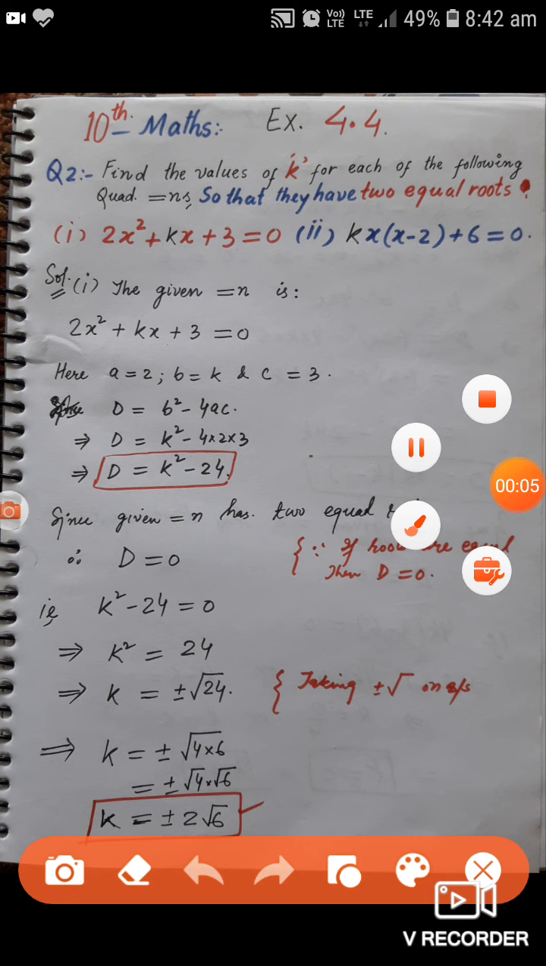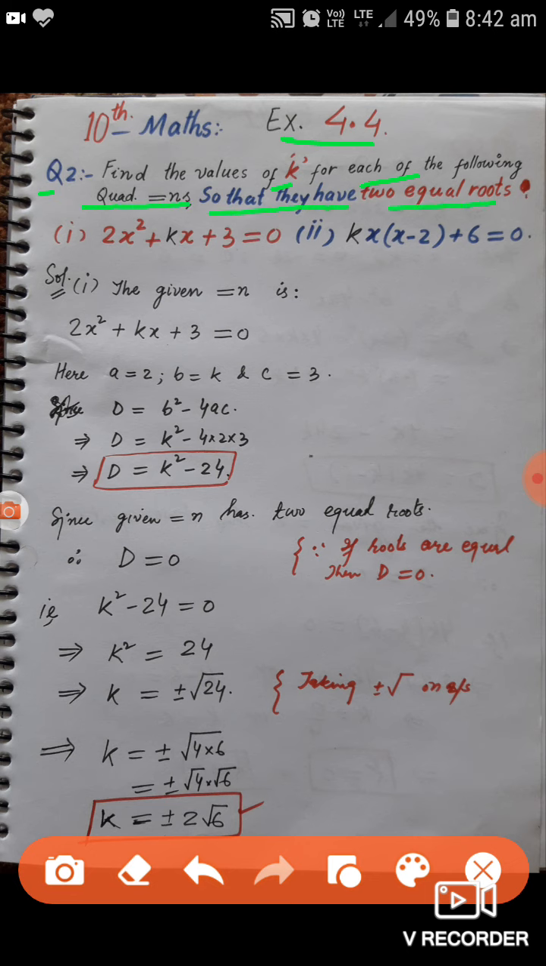Today we have to solve question number 2 of your exercise 4.4. That is, we have to find the values of k for each of the following quadratic equations so that they have two equal roots. We have to find the value of k in these two equations with the condition that these equations have two equal roots.